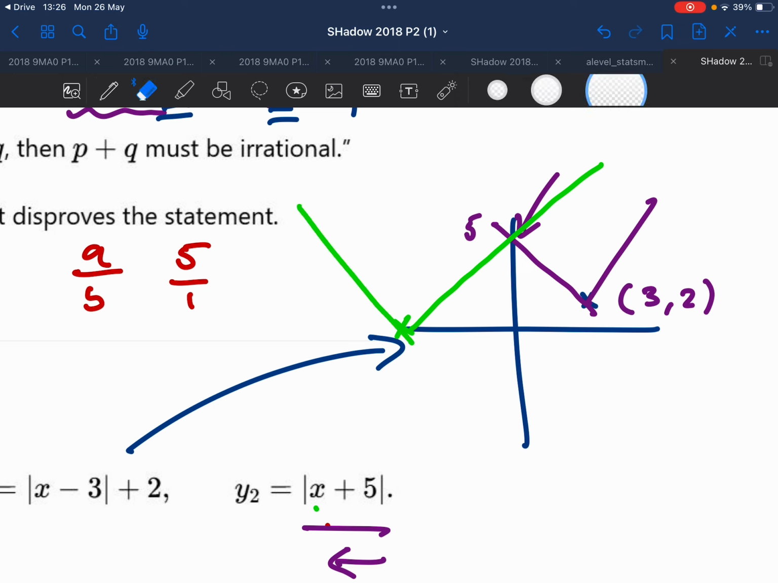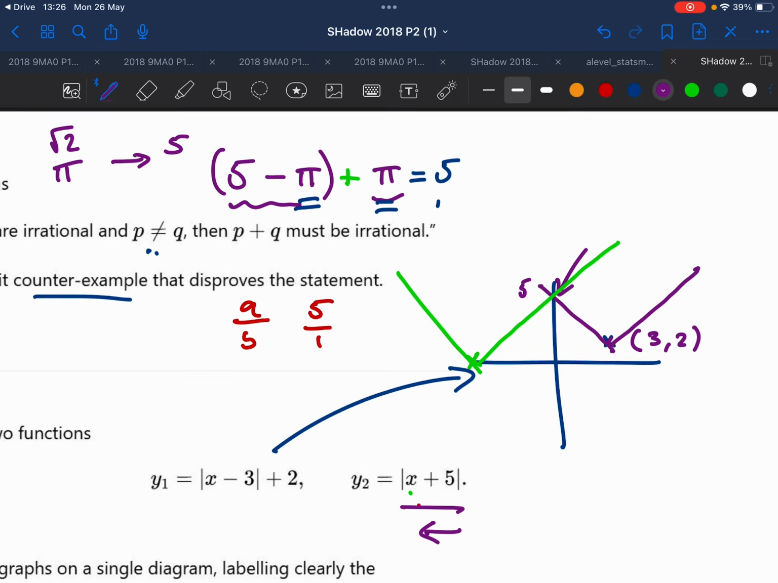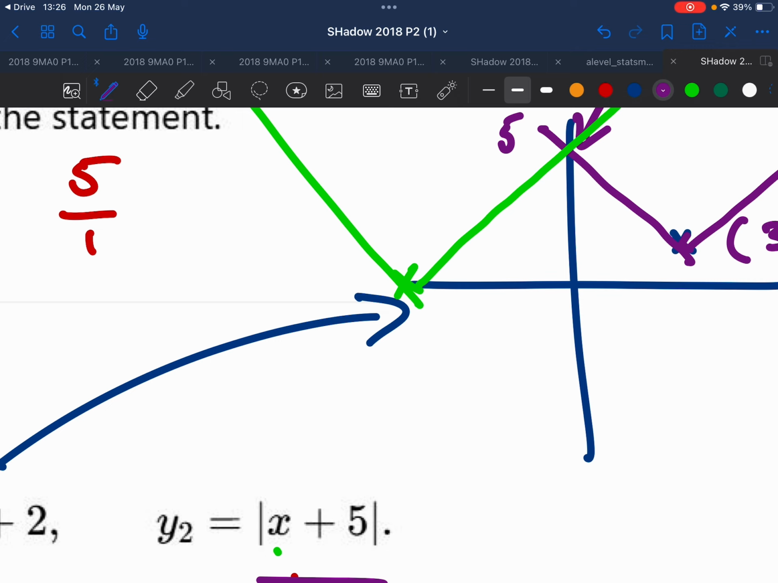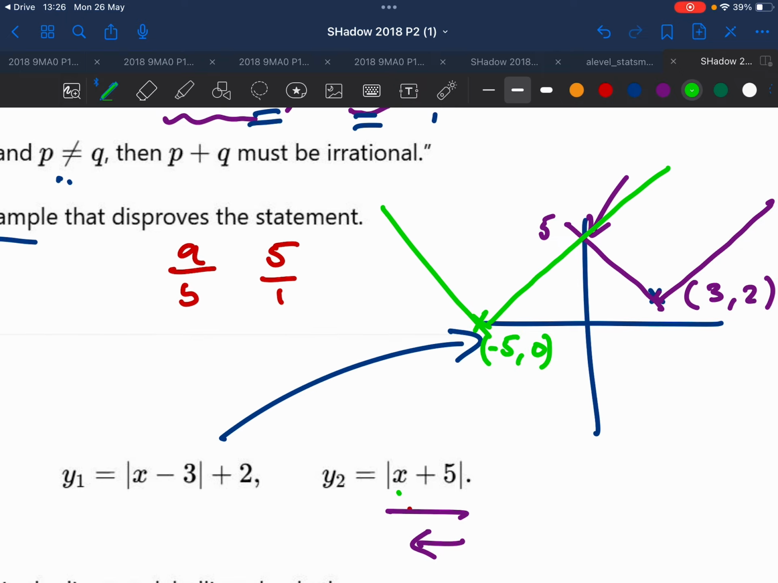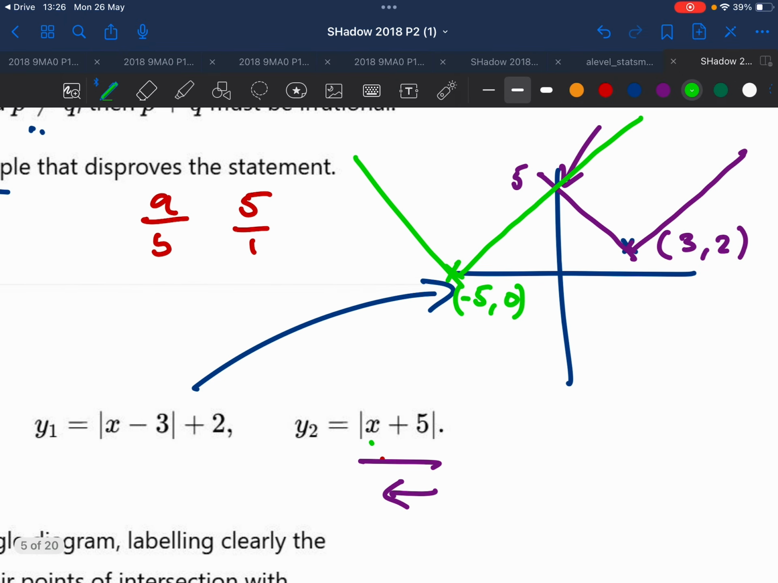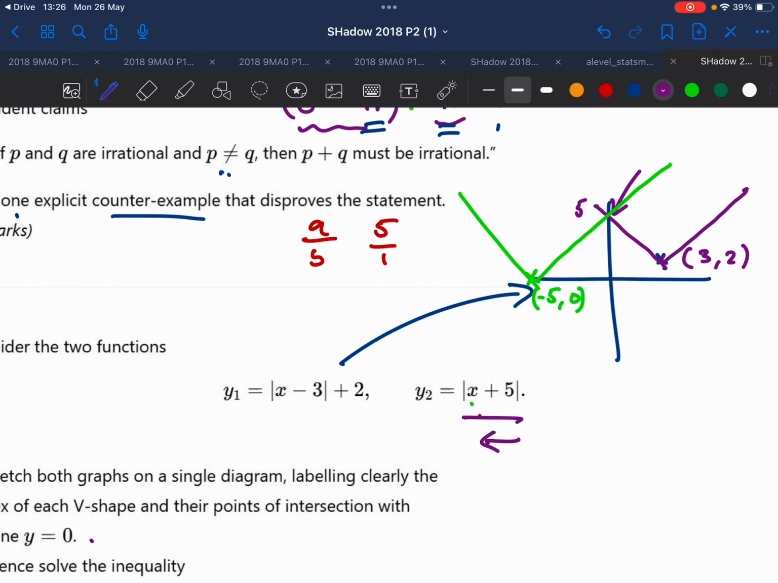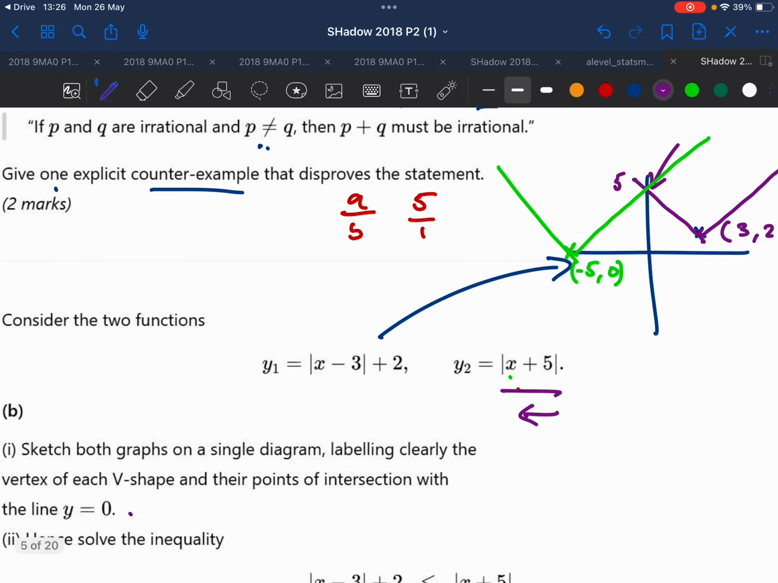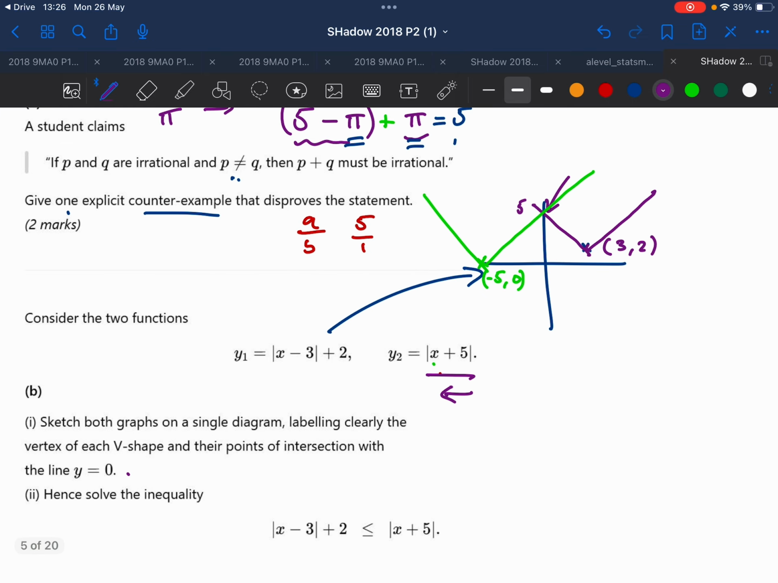And if I just tidy this up a little bit, these should actually be parallel to each other. Okay? So let's label that as well. Let's label that as minus 5, 0. Okay, and then 5 again. So that's what they would look like. Anything else? Hence, solve the inequality. So this is the purple one. This is the green one.